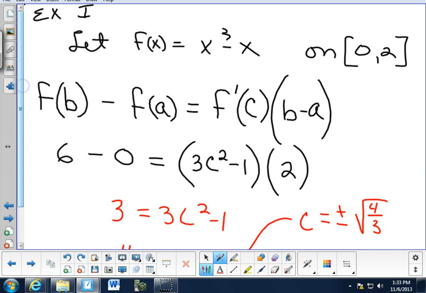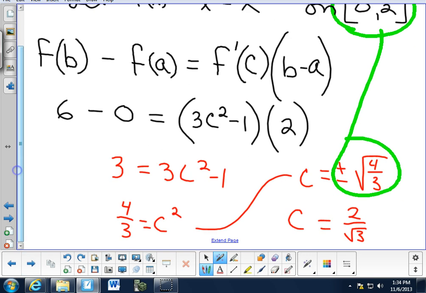Ooh, but wait, you say. Oh, but wait. It's not on the interval. It's not on the interval, one of them is. So we ignore that second one and only look at the positive side of it. So 2 divided by the square root of 3 is the point at which the slope of the tangent will be equal to the average rate of change. The average rate of change is just that straight line from beginning to end. I love math.